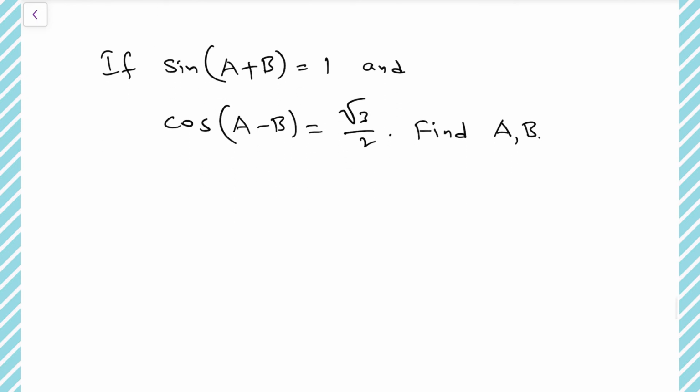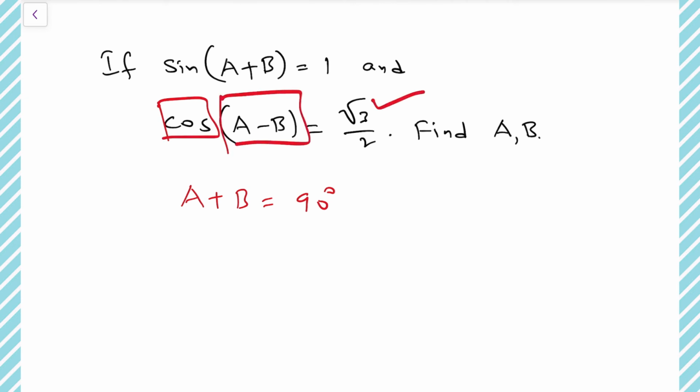Next, if sine of a plus b equals 1 and cos of a minus b equals root 3 by 2, then find the values of a and b. Observe the first equation, sine of a plus b equals 1. In sine, which angle is equal to 1? That is 90 degrees. So a plus b is equal to 90 degrees. Coming to the second equation, in cos, which angle is root 3 by 2? That is 30 degrees, right? So a minus b is equal to 30 degrees.